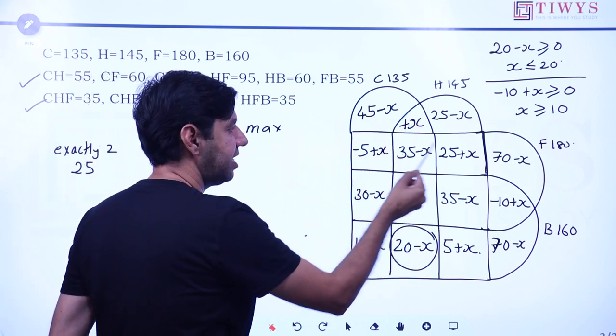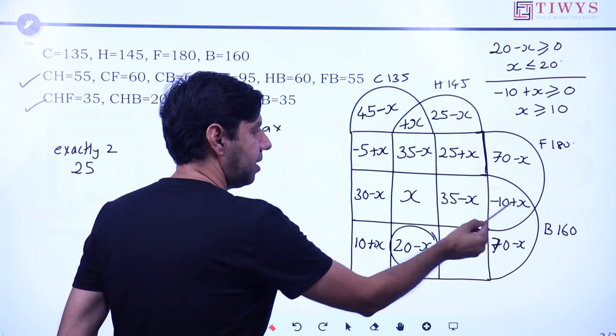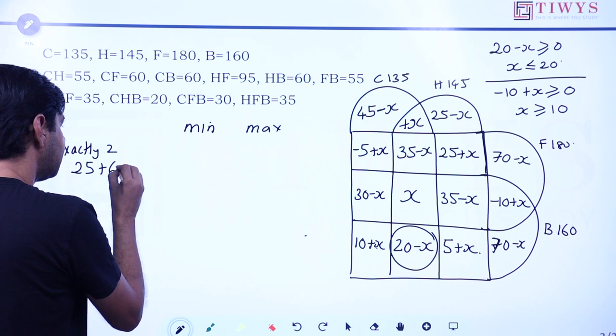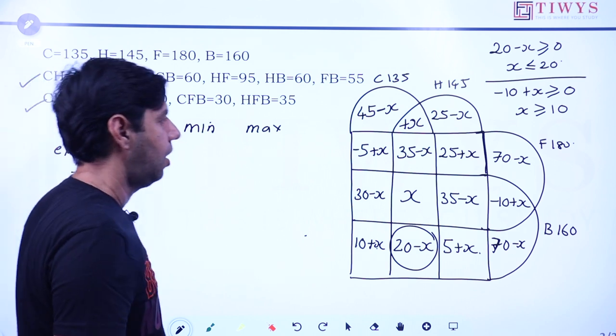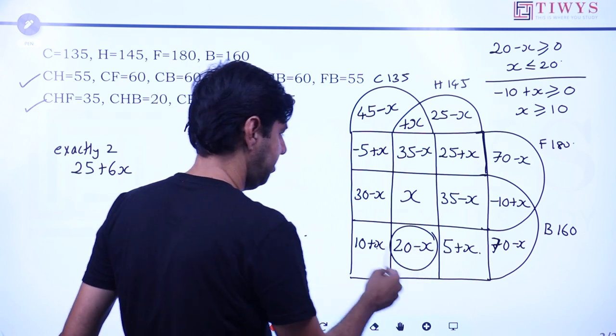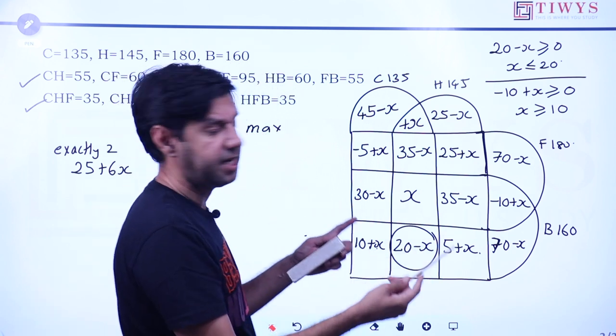Plus x, plus x, plus x. Oh, so that is going to be a 6 plus x. Okay, I'll just confirm that number. I have a little doubt. So when you're rechecking, you should check in a different order.